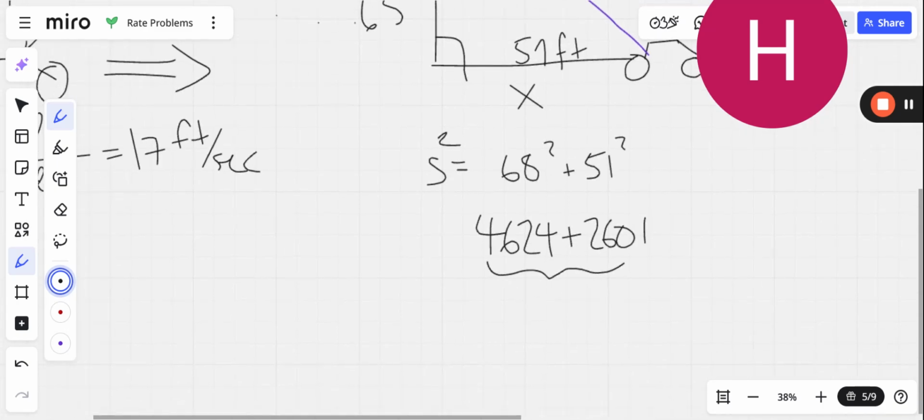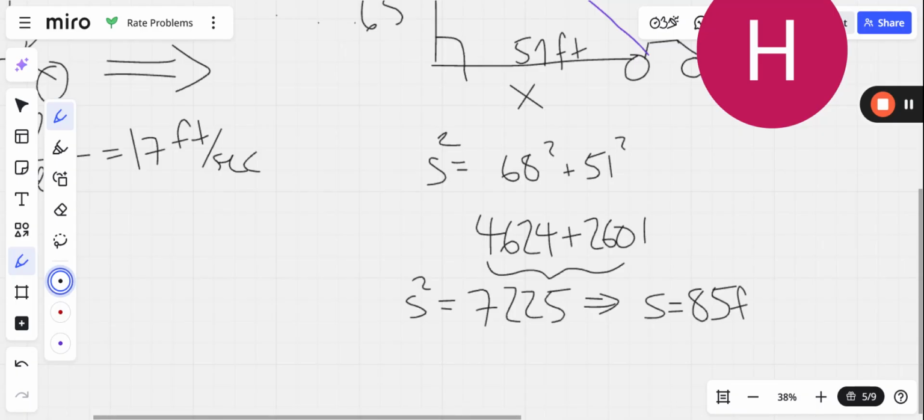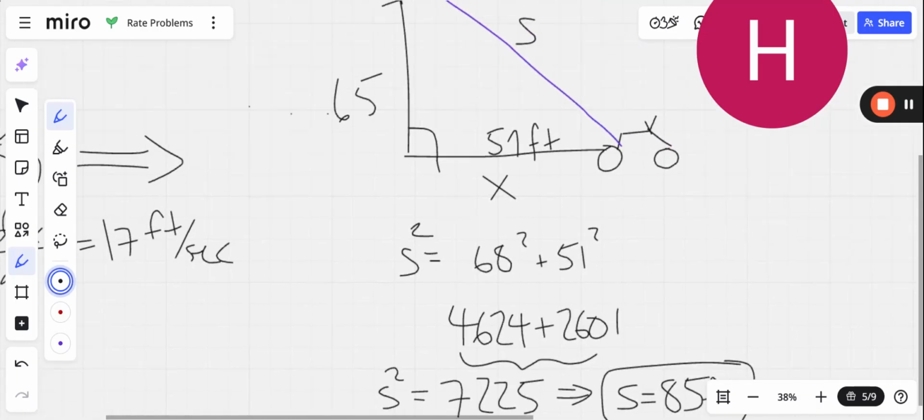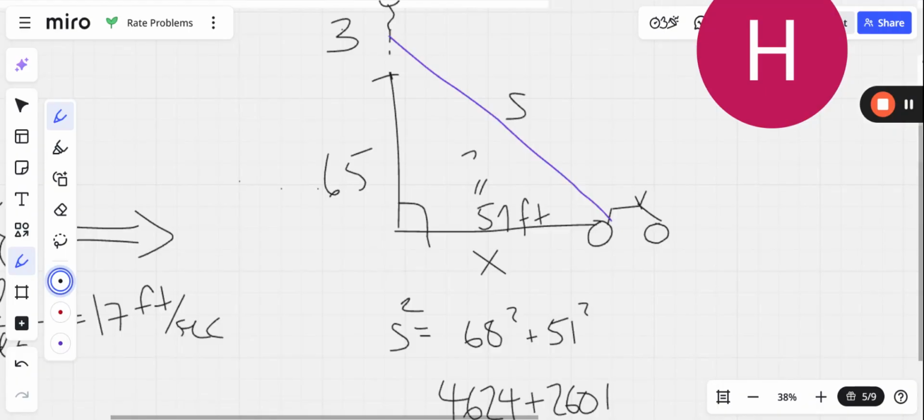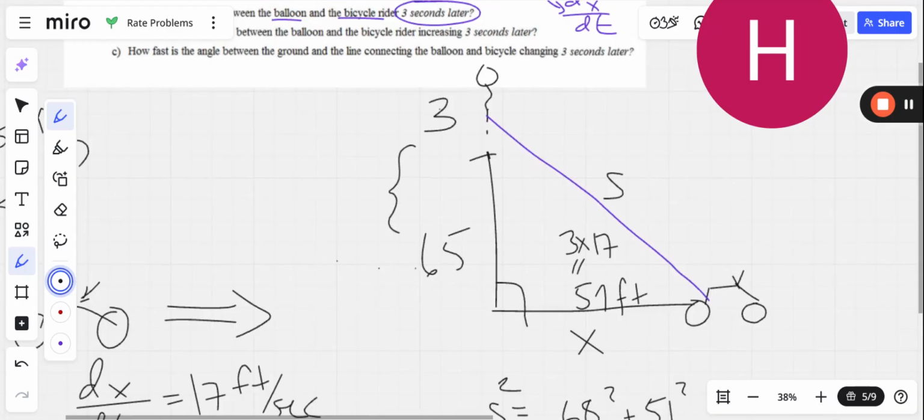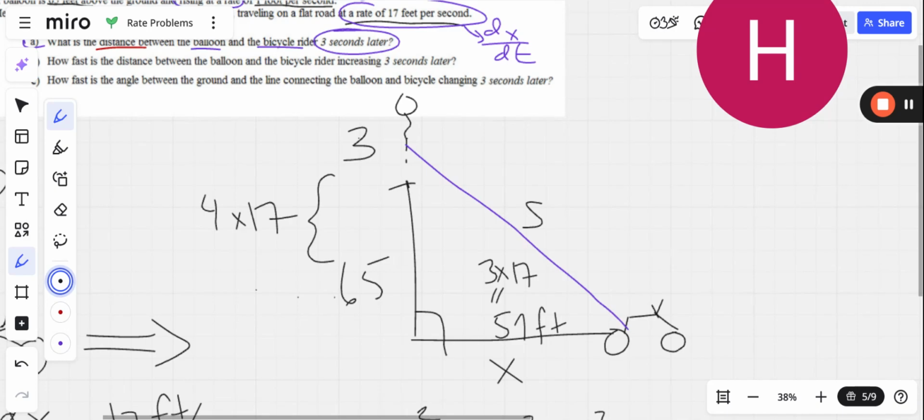But I'm going to emphasize exactly what we should think of here in terms of using the Pythag theorem for its Pythagorean triples. So this is going to be 85 feet. That's how far they are. So 51 is 3 times 17. 68 is 4 times 17. So this is essentially just a bigger version of a 3, 4, 5 triangle. So this is going to equal 5 times 17, or 85.